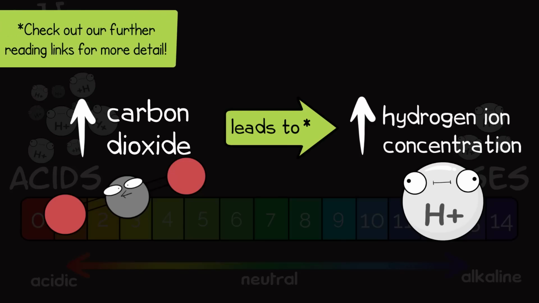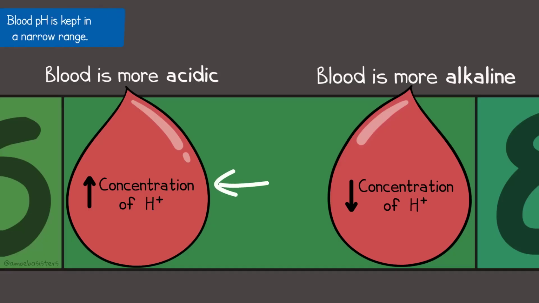Ultimately, the increase of carbon dioxide concentration in the blood increases the concentration of H+. If you want to learn more about why that happens, fascinating chemistry, check out further reading links. So, as the carbon dioxide concentration increases in the blood, pH falls slightly lower on the pH scale. It is becoming more acidic.